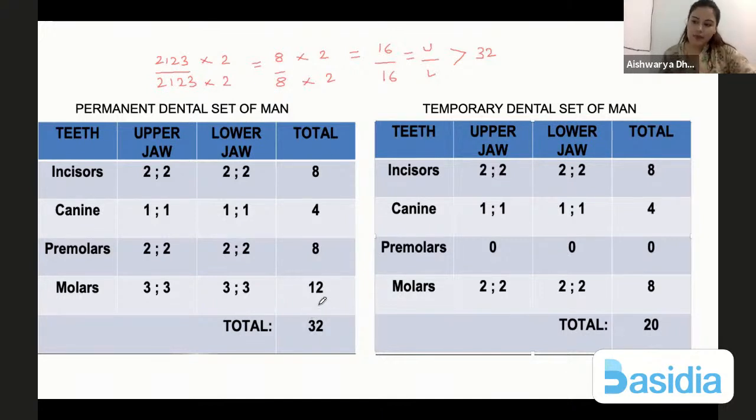Now, a direct question can come. I have already told you that humans have 2 sets of teeth. That means we are diphyodont in nature.